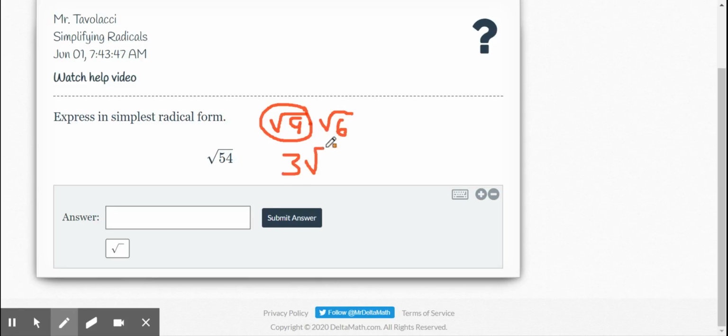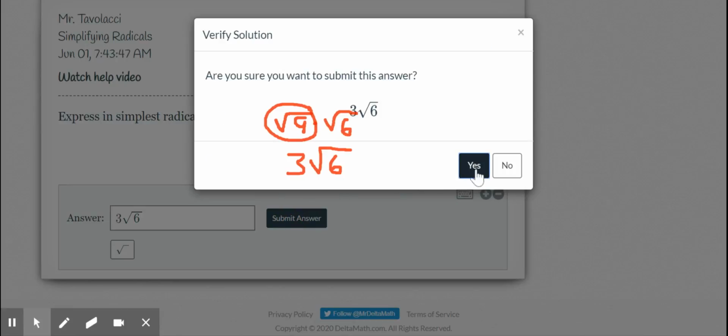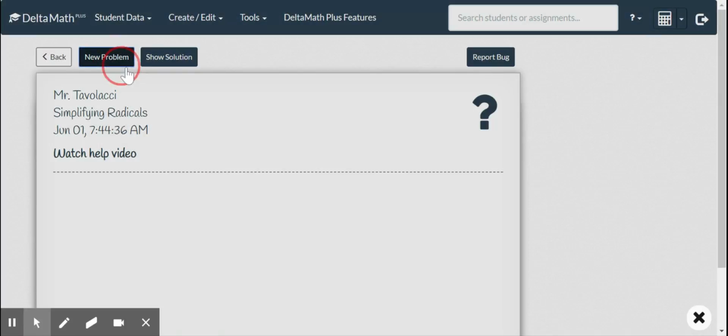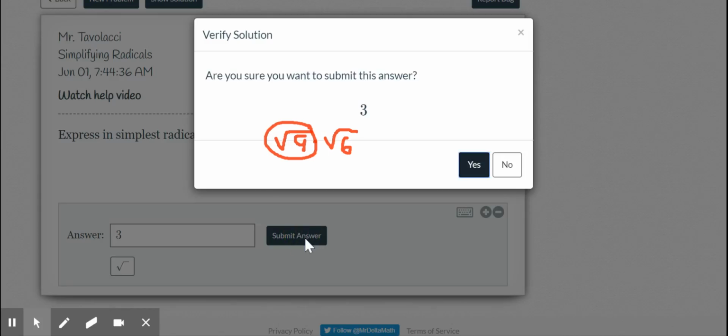Square root of 6 we can't take. So it's going to stay underneath the radical. The only perfect squares less than 6 are 4 and 1. And it's not divisible by 4. And dividing by 1 wouldn't change anything. So we are in simplest radical form. So 3 square root 6. Okay, square root 9. Wow, they're not really throwing a lot of curveballs at us today.